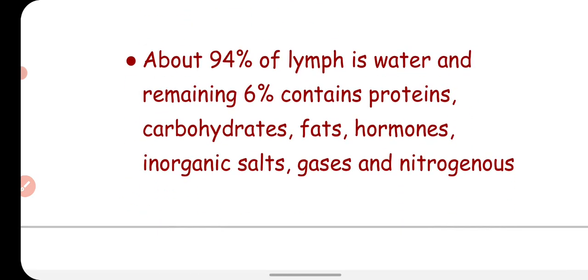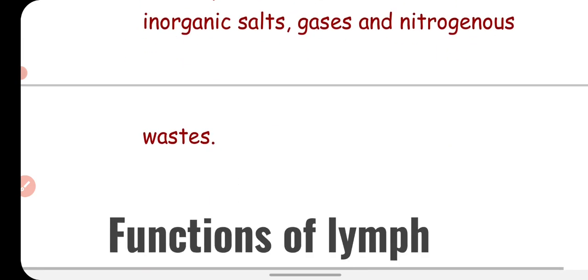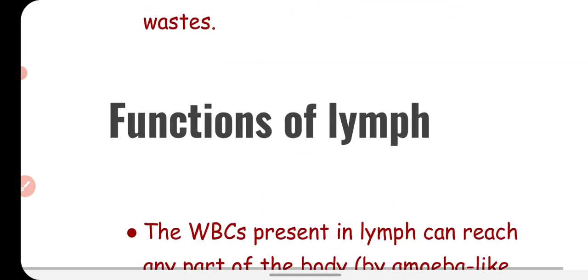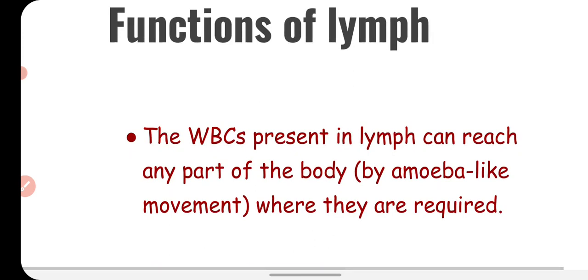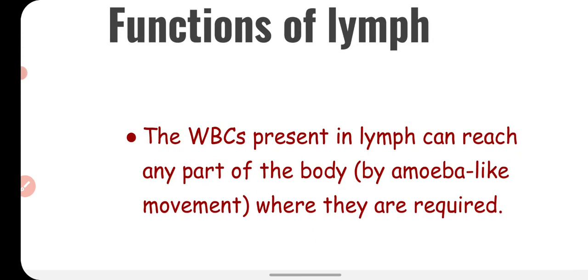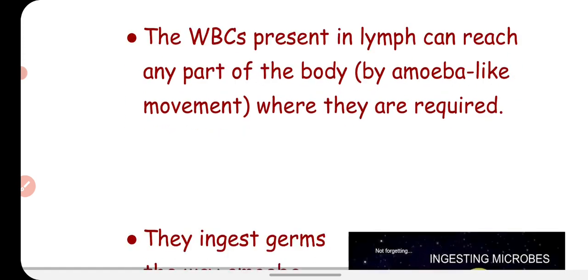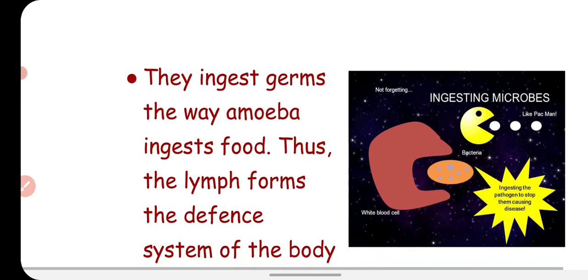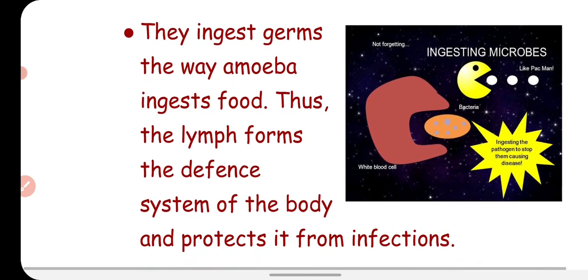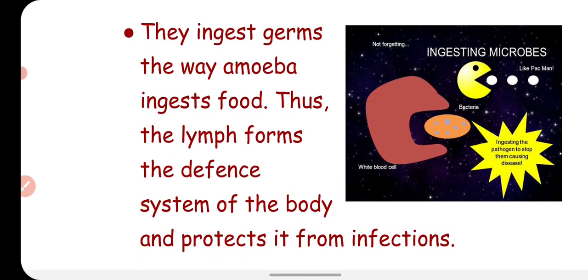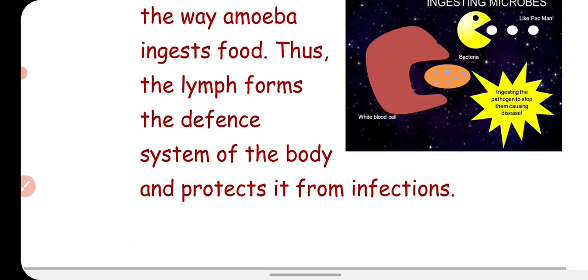About 94% of lymph is water, and the remaining 6% contains protein, carbohydrate, fats, hormones, inorganic salts, gases, and nitrogenous waste. Now we'll talk about the functions of lymph. The white blood cells present in the lymph can reach any part of the body by amoeba-like movement, and they ingest the germs the way amoeba ingest food. Thus, the lymph forms the defense system of the body and protects it from infection.